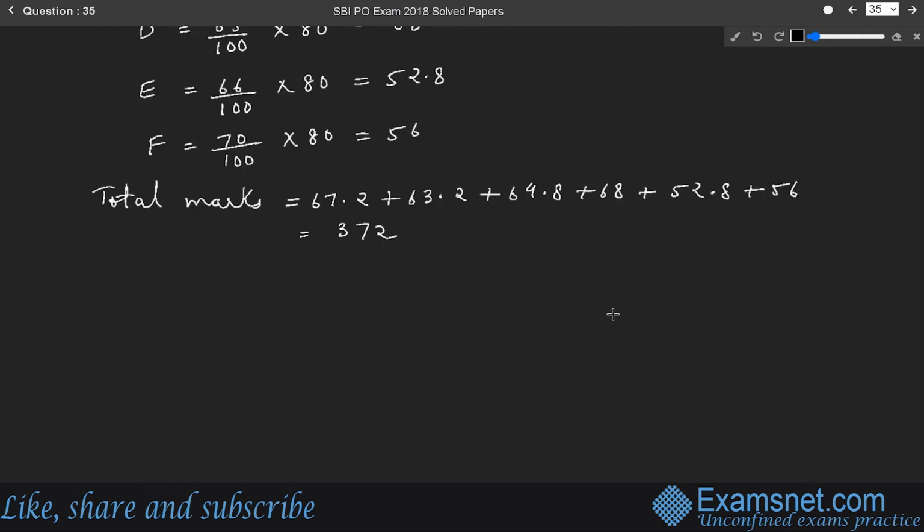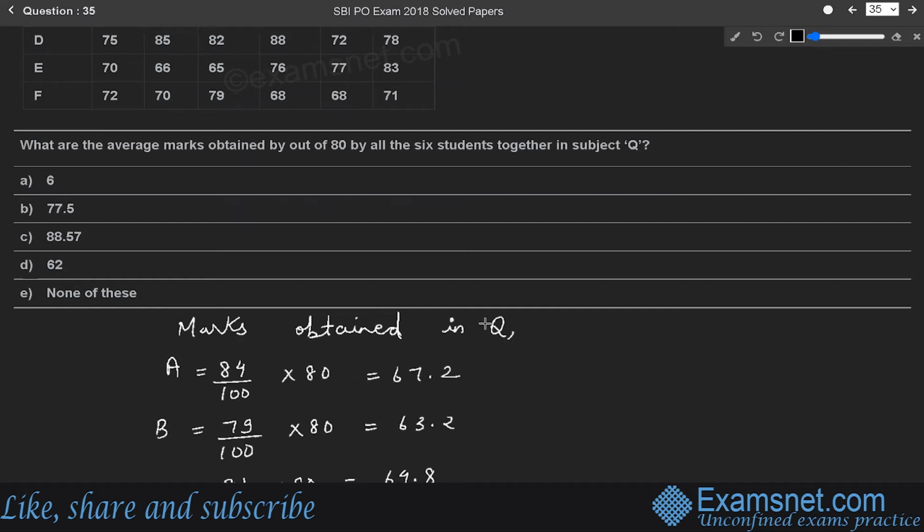Total marks are 372 and total number of subjects are 6. So we can say that the average marks will be 372 divided by 6, which gives 62. So we can say that the average marks is equal to 62. Hence the correct option will be option number D for this question. I hope this question is clear to you.